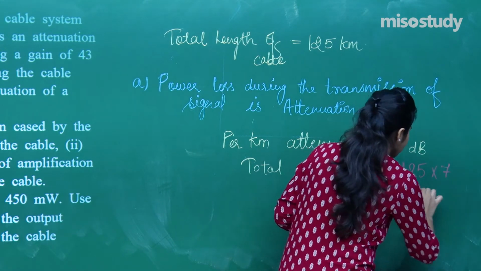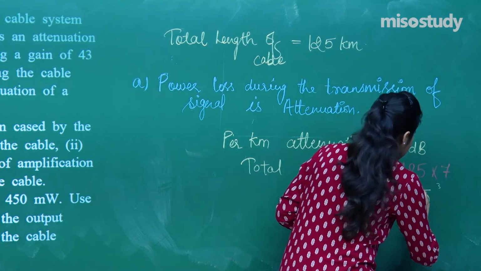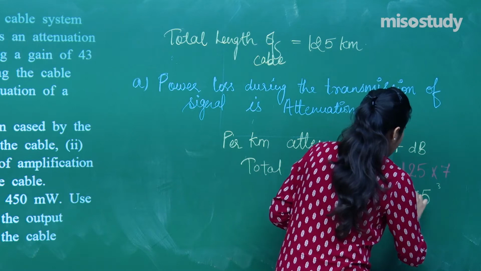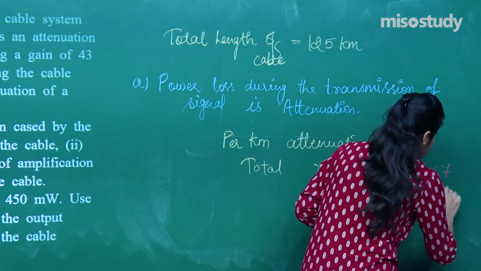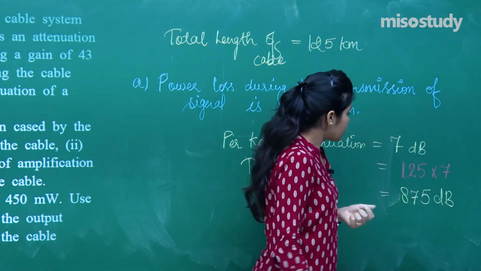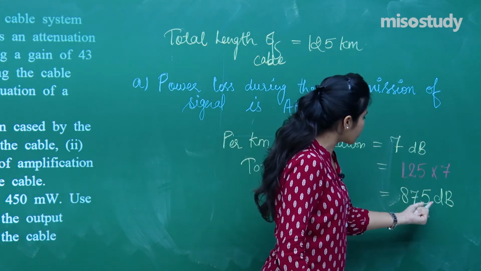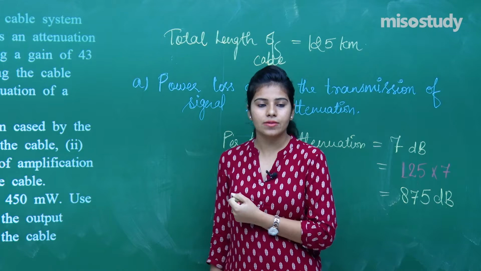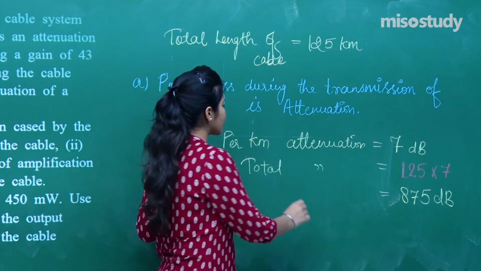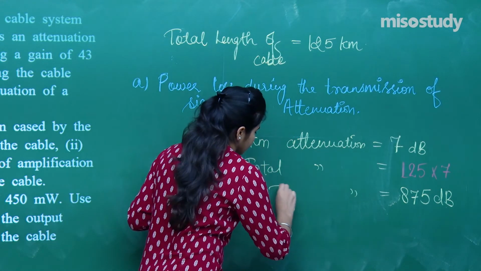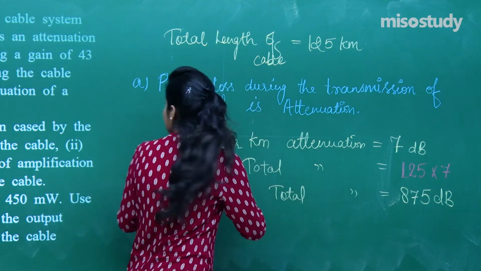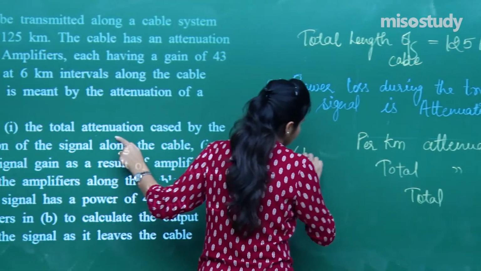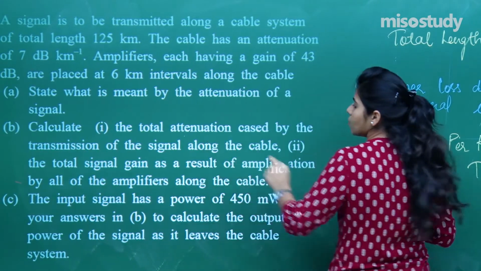It would be, is it correct? 7 5s are 35. Okay, 875 decibels. This is the total attenuation. This is the second part, B, first part.